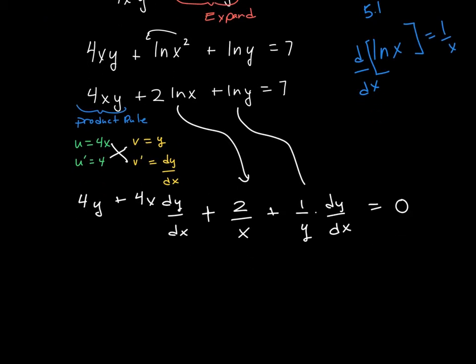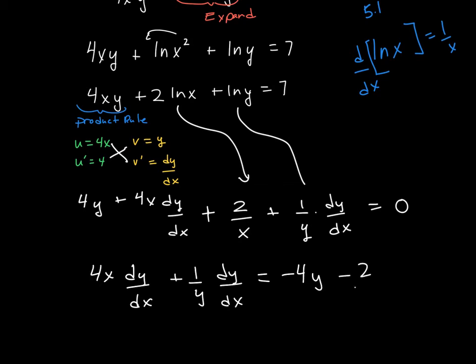All right, let's go ahead and simplify this. Anything that is dy dx I'm going to leave on the left-hand side of the equation. Anything that is not gets moved to the right. So now I'm left with 4x dy dx plus 1 over y dy dx is equal to negative 4y minus 2 over x.